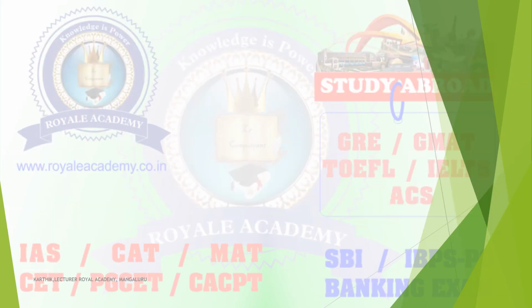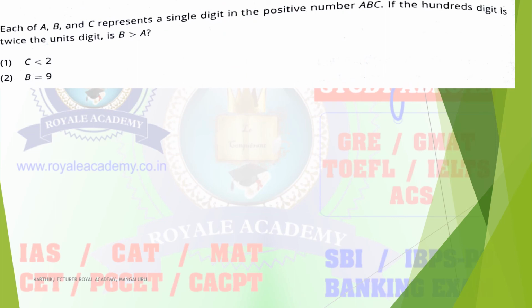Okay. Next question. Each of A, B and C represents a single digit in the positive number ABC. If the hundreds digit is twice the unit digit, is B greater than A? This type of question: each of A, B, C represents a single digit in the positive number ABC. So here C is the unit digit, B is the tens digit and A is the hundreds digit.